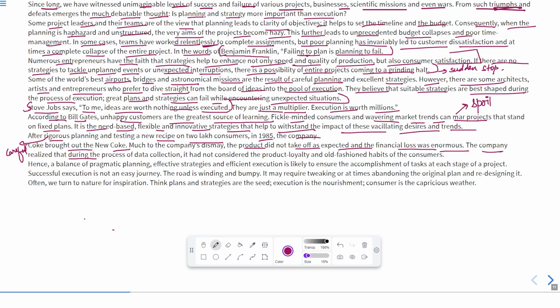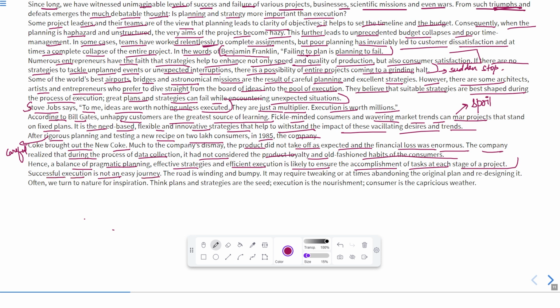The company realized that during the process of data collection, it had not considered the brand loyalty and old fashioned habits of the consumers. It means when they were planning, they did not think about product loyalty and also the consumers' changing fashion, trends or tastes. Hence, a balance of pragmatic planning. Pragmatic means practical planning, effective strategies and efficient execution is likely to ensure the accomplishment of tasks at each stage of a project. It means it is not that we should plan and plan and plan and make the entire strategy, but the strategy is worthless if we are just planning according to our own style and we are not making changes. We are not changing the strategies or the planning according to the time, situation or requirement. So we need to check the task of each stage, that these need something different.